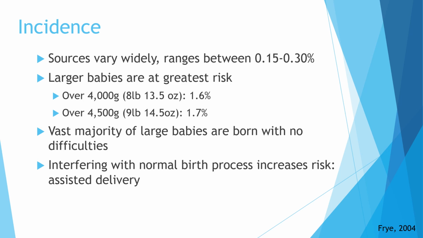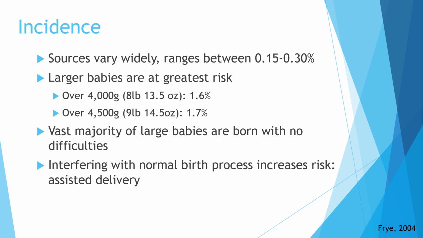But understand, you can have a baby with no risk factors and still have a shoulder dystocia. The vast majority of large babies are born with no difficulties. The comment we always say: if you're expecting a shoulder dystocia, it probably won't happen. A shoulder dystocia typically happens when you least expect it.